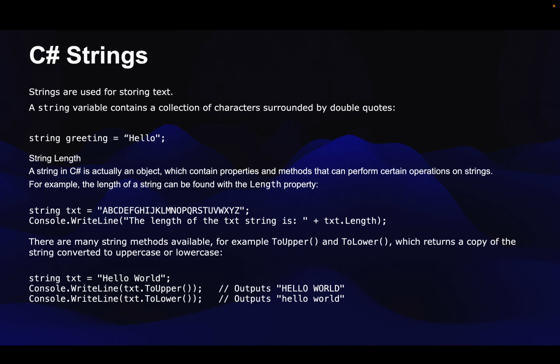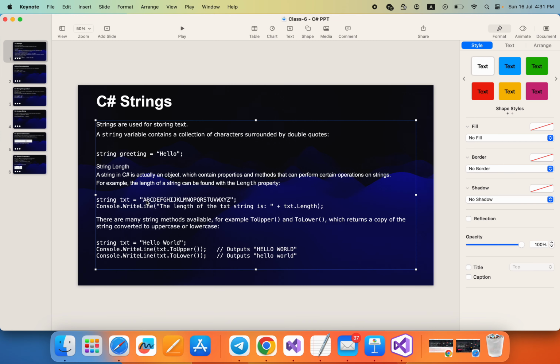Now we can take the string length. There are types of methods in the string, and one of the methods is string length. A string in C# is actually an object which contains properties and methods that can perform certain operations on strings. For example, the length of a string can be found with the length property. You can see I take one string type variable, there are some characters inside it, and I want to find the number of characters. So let's see in the example.